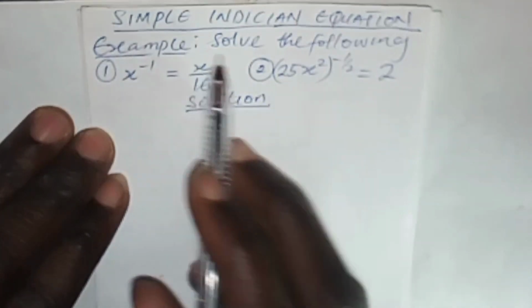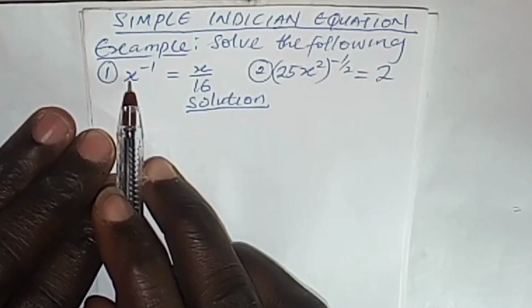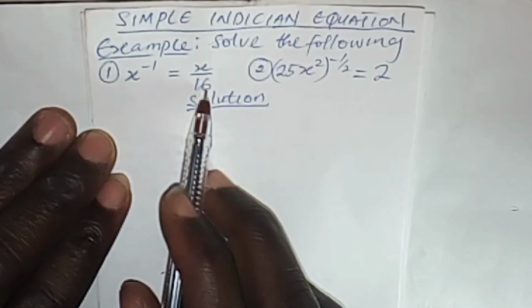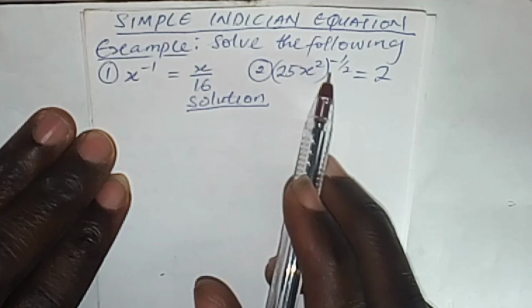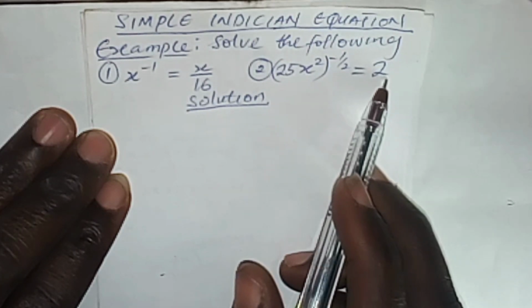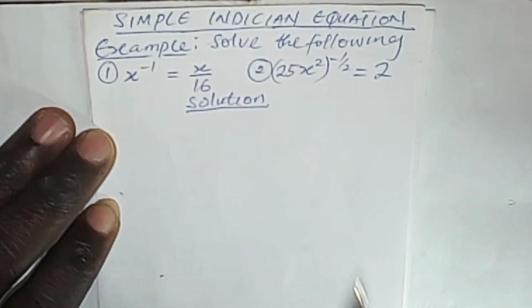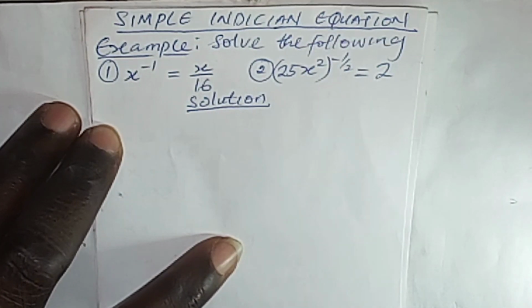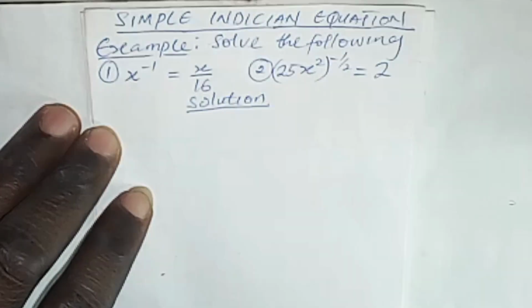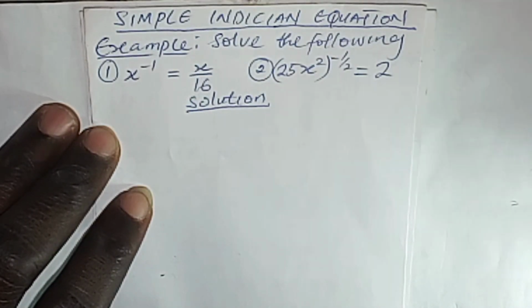So the example says solve the following. The first one is x raised to the power minus 1 is equal to x all over 16, and the second one is 25x squared, all raised to the power minus 1 over 2, is equal to 2. We are asked to solve. When we are asked to solve something, we are asked to find the value of the unknown given. The unknown given to us here is x. Therefore we are going to find it.